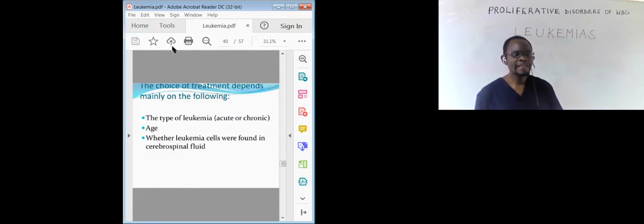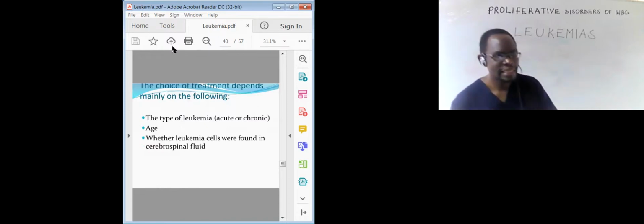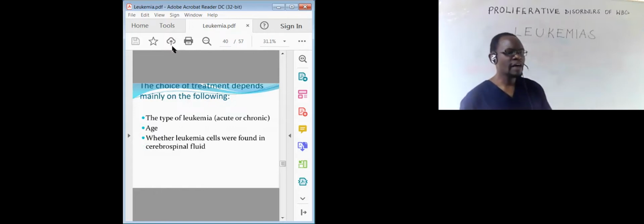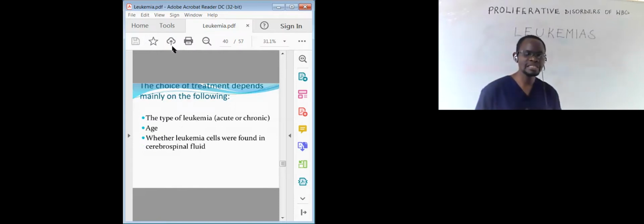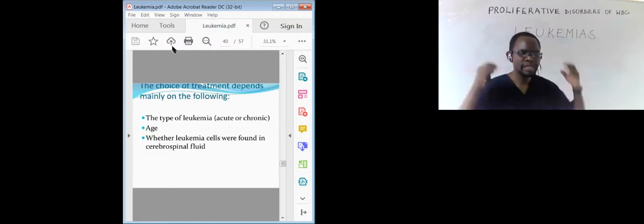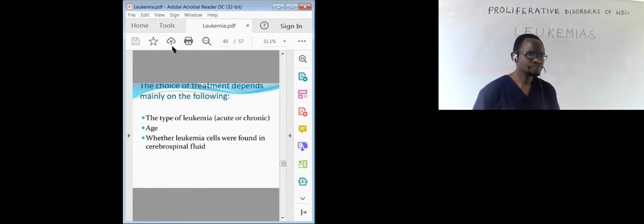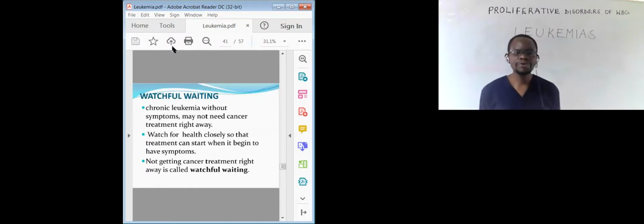Yeah. And then it also depends on age, the age at which this condition occurs, and whether the leukemias were found in CSF, because it would be very aggressive if they are found in the CSF, because they would end up in the brain. Now, what does watchful waiting mean?